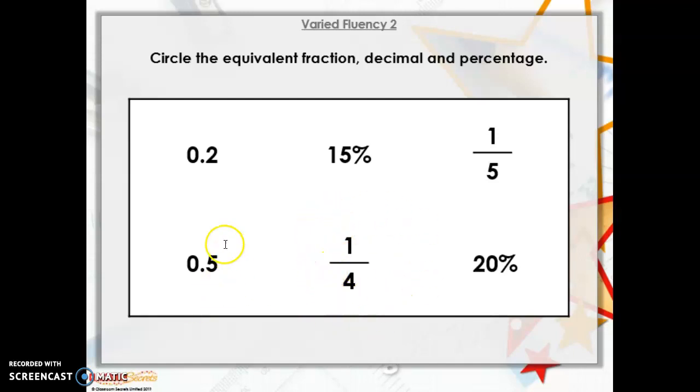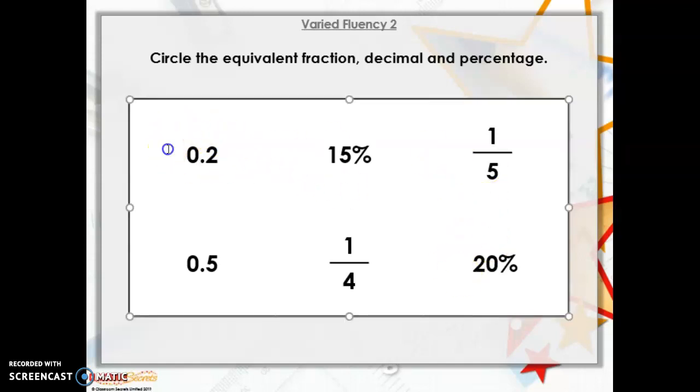I can also see that 0.5 you should recognise as 50% or 50 over 100. And once again, I can see that these four decimals, fractions and percentages, they're not 50%. Okay, so we're left with 4 different ones here.